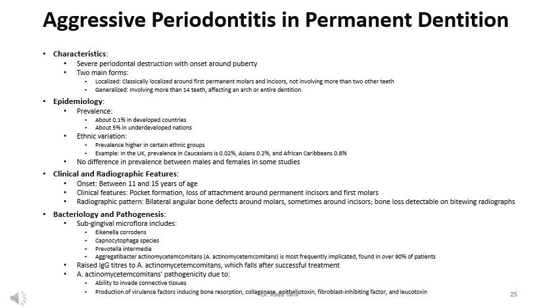Bacteriology and pathogenesis. Subgingival microflora includes Eikenella corrodens, Capnocytophaga species, Prevotella intermedia, Aggregatibacter actinomycetemcomitans. A. actinomycetemcomitans is most frequently implicated, found in over 90% of patients. Raised IgG titers to A. actinomycetemcomitans fall after successful treatment. Its pathogenicity is due to the ability to invade connective tissues, and production of virulence factors inducing bone resorption: collagenase, epitheliotoxin, fibroblast inhibiting factor, and leukotoxin.